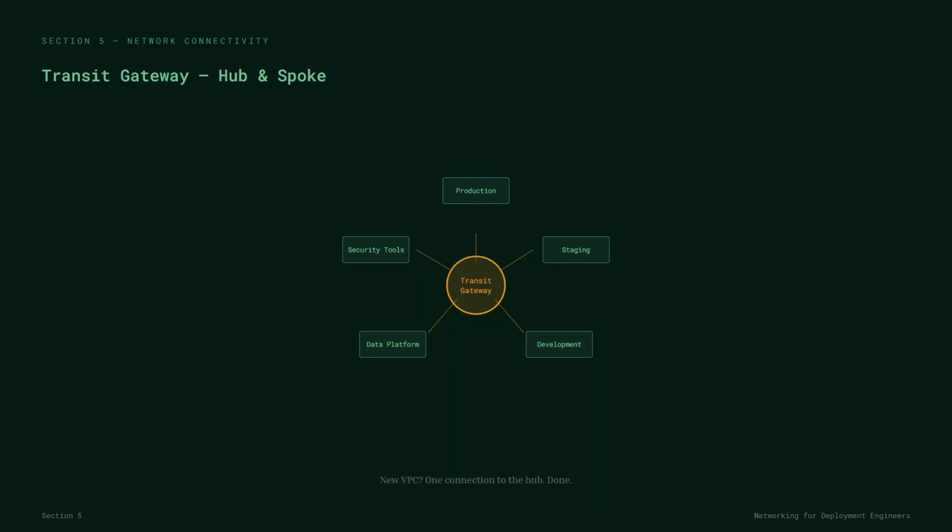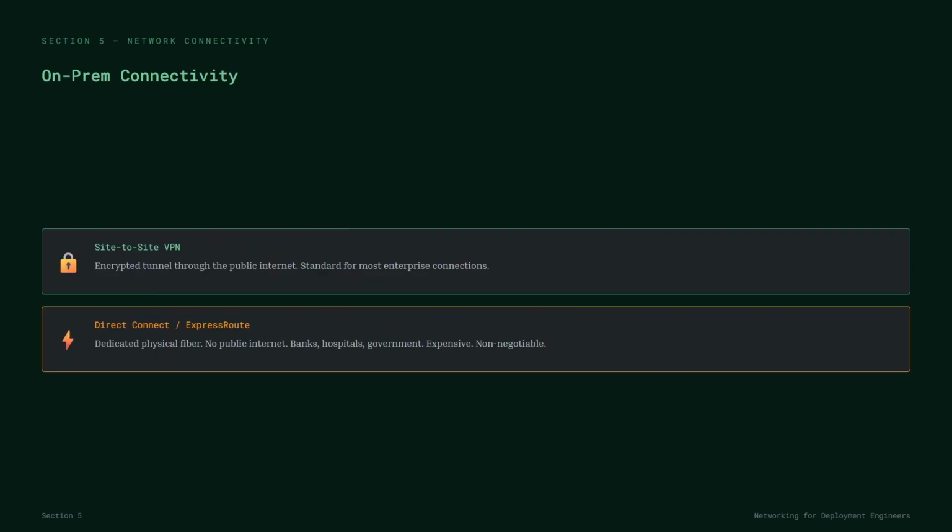Want to add a new VPC? Connect it to the transit gateway, and that's done. Every other VPC can now reach it automatically through the hub. No new peering connections. This is a standard pattern for organizations running 5 or more VPCs. If you walk into a client that has separate VPCs for dev, staging, prod, data, and security, they are almost certainly using a transit gateway or its equivalent.